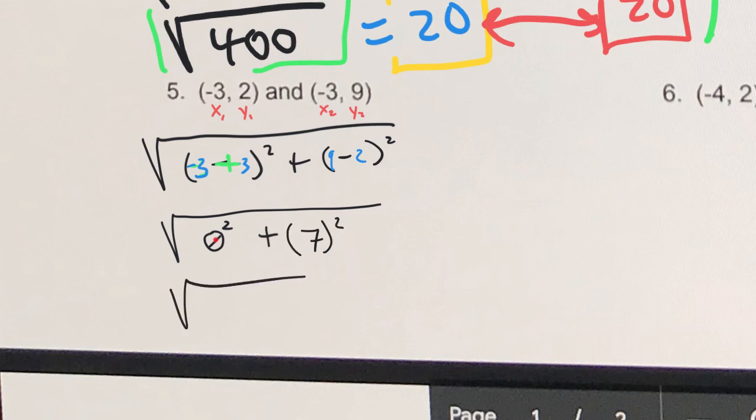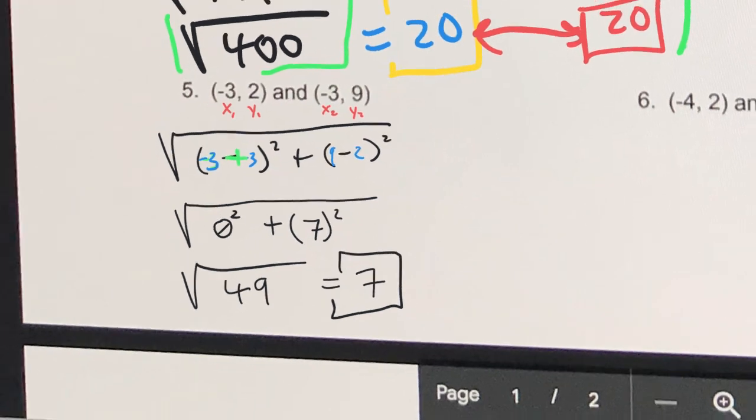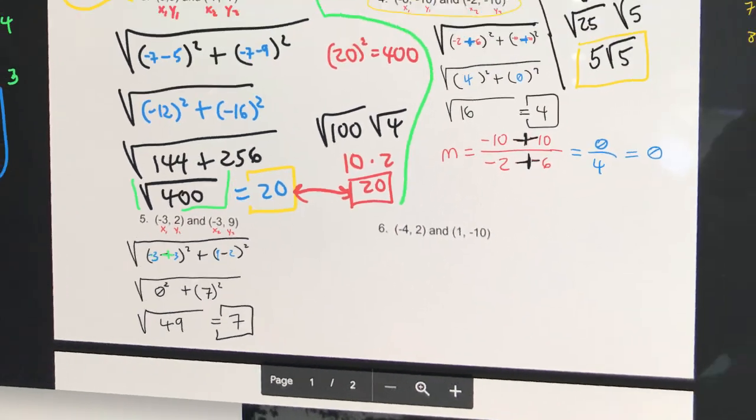Now 0 squared is just 0. I think anyone would agree with that. 0 squared is just 0, and I think anyone would also agree that 7 squared is 49. So ultimately, what's left over underneath this square root symbol was just 49. What is the square root of 49? Well, it is 7. Boom. So that's the answer there. Okay. Turns out that it's going to be the square root of a perfect square, and the square root of 49 is 7.